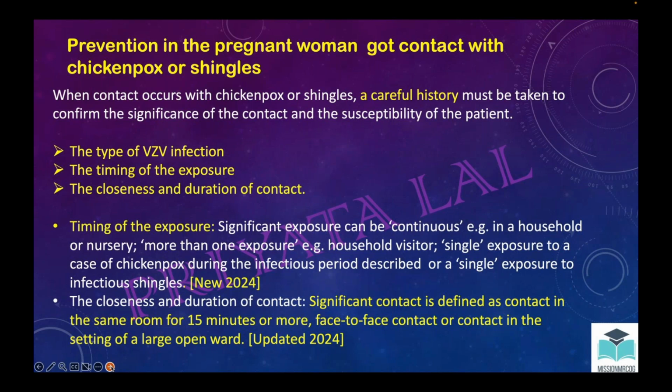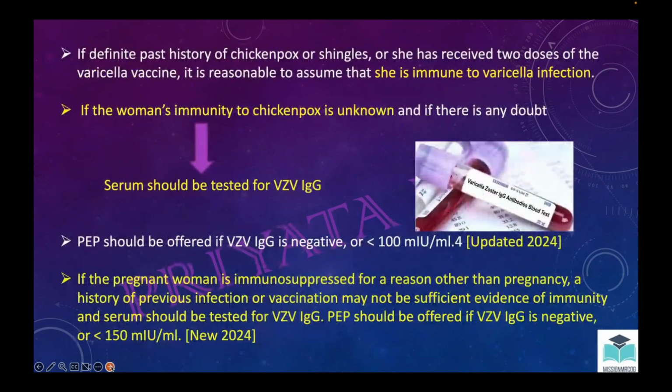In the previous guideline, it was face-to-face contact for 5 minutes, but in the new updated guideline, they have removed that 5 minutes. Now significant contact will be contact in the same room for 15 minutes, face-to-face contact without any time limit, and contact in a large open setting. So with this, you can get to know whether the patient is susceptible, like she has got contact, whether it is significant contact or not.